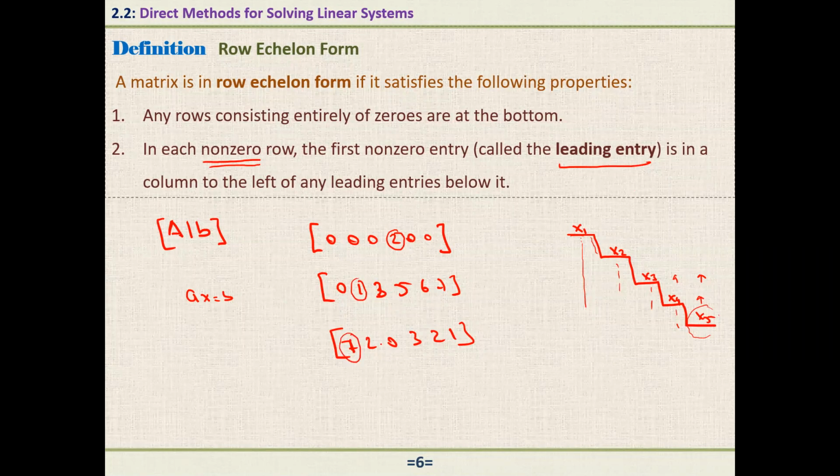For example, see here, this is a leading entry, right? So it should be to the left of any leading entry below it. If I have to put them in that order, this should be at the top, and this will be in the second line. This must be in the second line, and this should be in the third line. Then it becomes row echelon form.